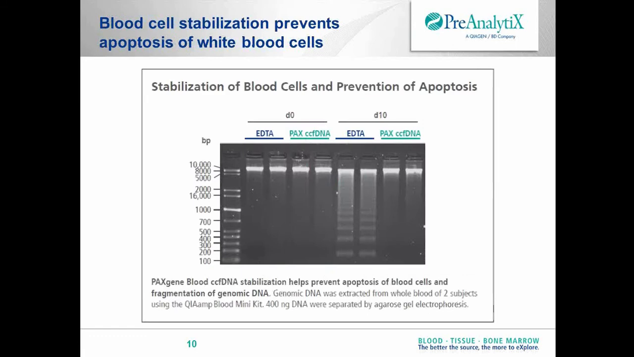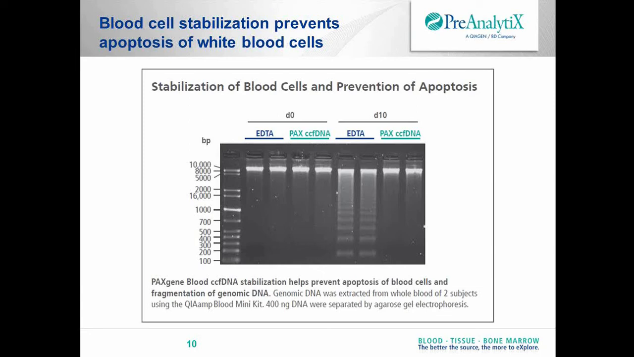But of course, we also looked at the DNA out of the tube. First we looked at the genomic DNA from the whole blood, shown here, where you can really see in this picture that the white blood cells go into apoptosis. On the left part of this picture, you see EDTA blood in EDTA tubes and blood in our new PAXgene tubes.